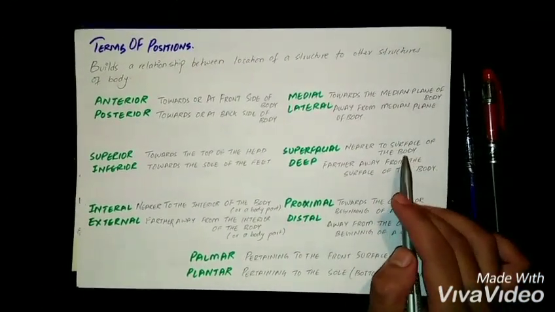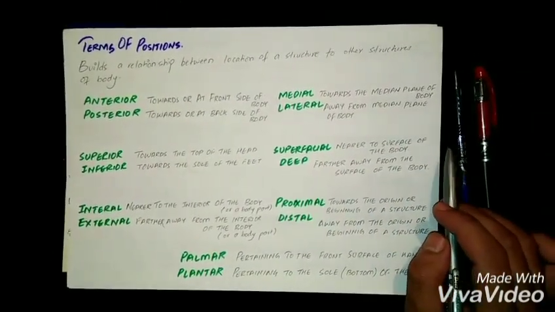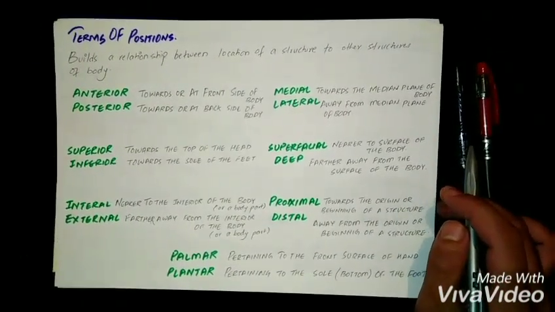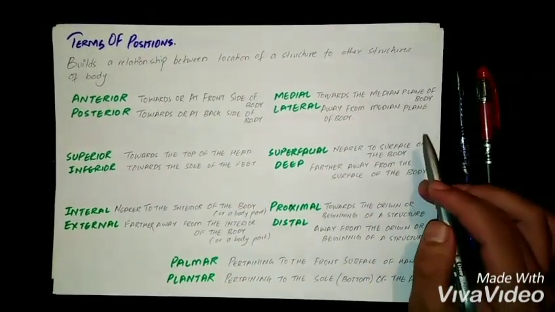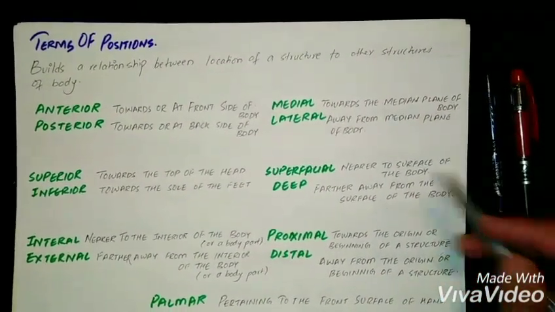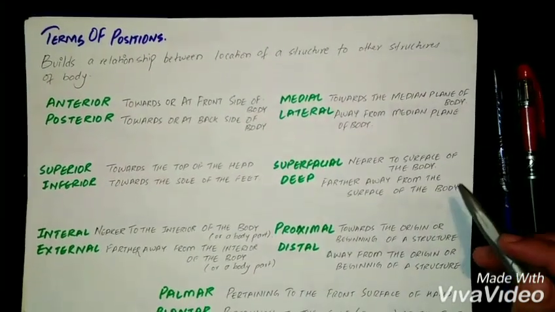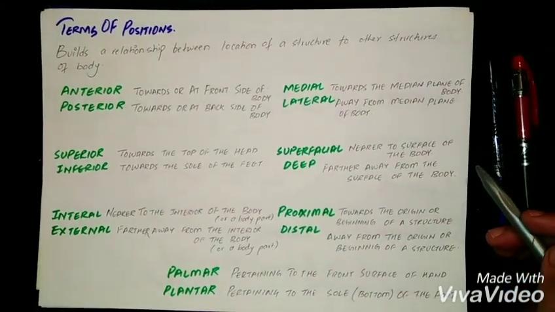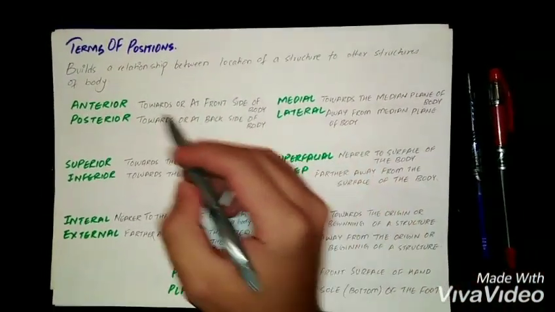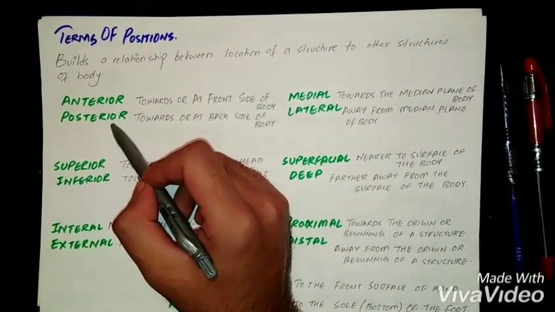Now we are going to talk about the terms of positions, which are used in basic anatomy and even in regional anatomy and systemic anatomy. They build a relationship between the location of a structure and other structures of the body, and it is important to keep in mind that these terms are relative, as they describe the location of a structure in relationship to other structures of the body. So these terms are anterior, and opposite to that is posterior.